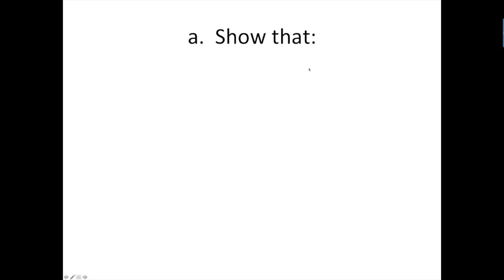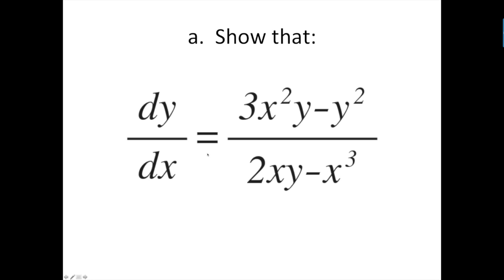With this equation, it wants us to show that dy over dx, which is sometimes known as y prime to some of you listening, equals 3x squared times y minus y squared over 2xy minus x to the third. So how are we going to do this?